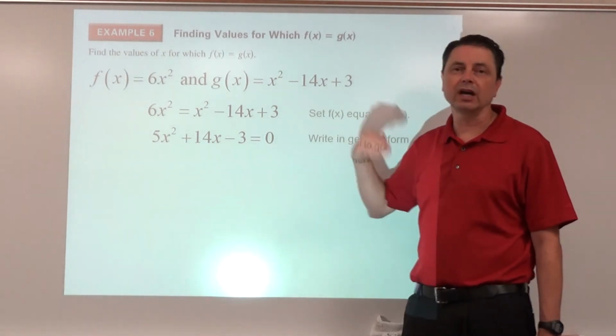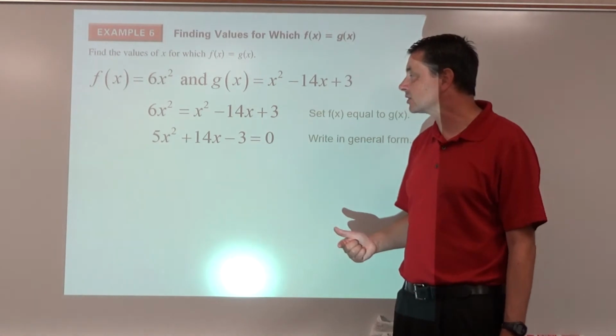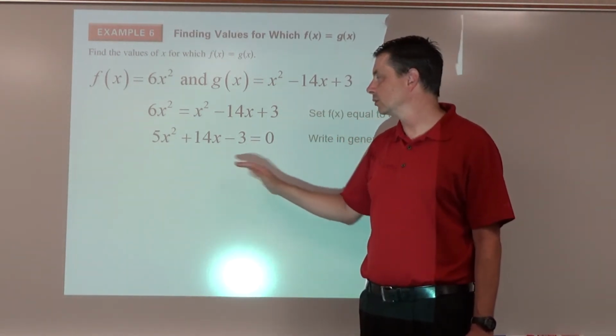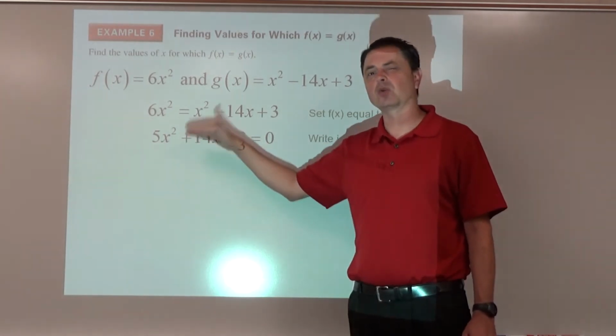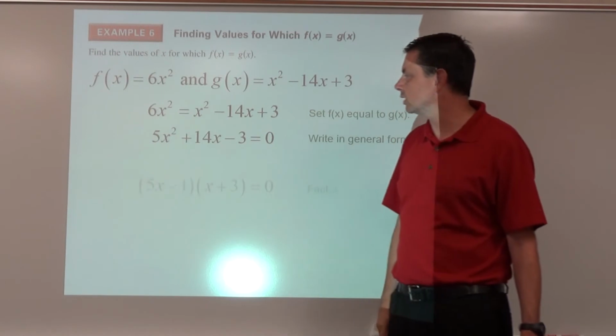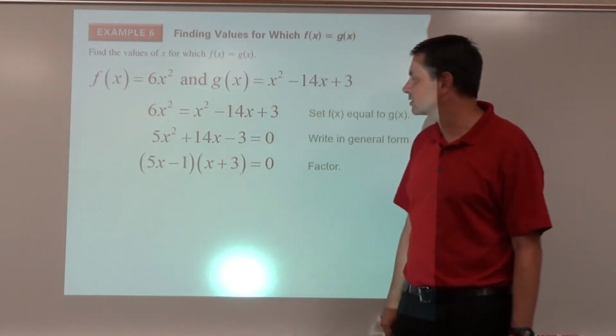So from there, we've got our different strategies for solving quadratic equations. We might try factoring. Not a good one for completing the square or the square root method. If factoring's not going to work, we may want to go back to the quadratic formula. But I do think this one factors. It becomes 5x minus 1 and x plus 3.